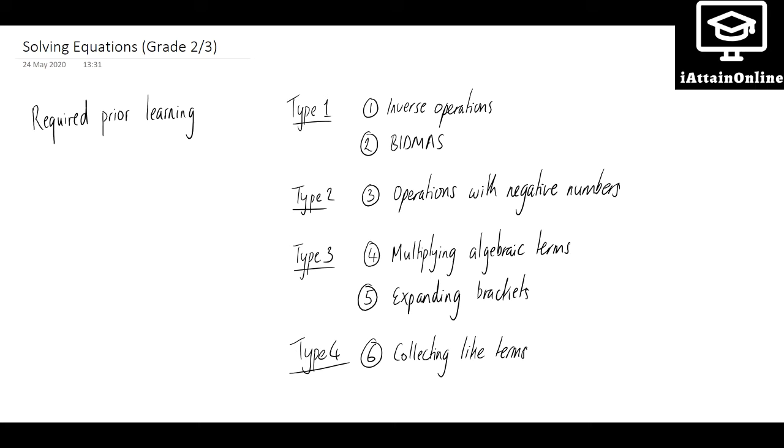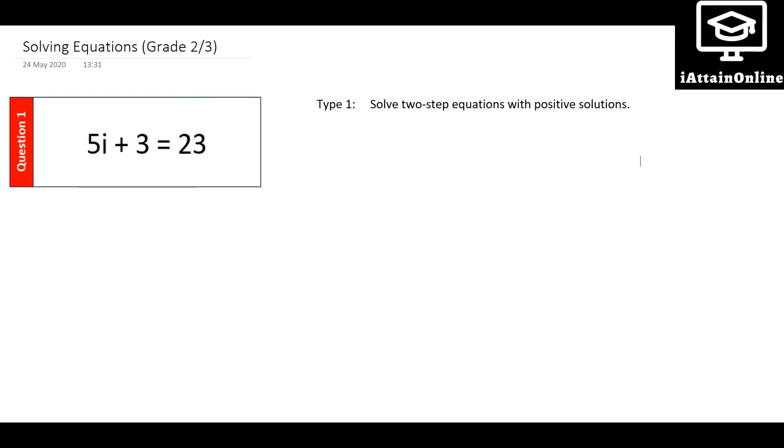Type 3 is going to involve some expanding brackets. In order to do that you need to be able to multiply some algebraic terms together. And then some of the wordy ones we look at, question 6, will involve collecting like terms. And you need to be able to do all of those things to get to type 4. So you need to be able to do all the type 1 things to do type 2, all the type 2 and 1 things to do type 3, and so on. So 4 different examples to start with.